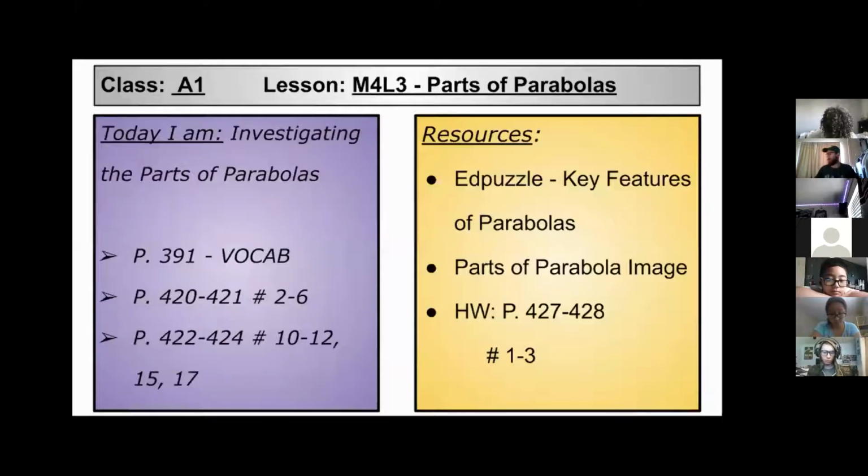And the way that we're going to do this is through investigating parts of parabolas. We're going to start off on page 391 looking at vocab, and then we're going to do some mixed problems. It looks like approximately 7 or 8 problems of mixed work on pages 420 to 424.